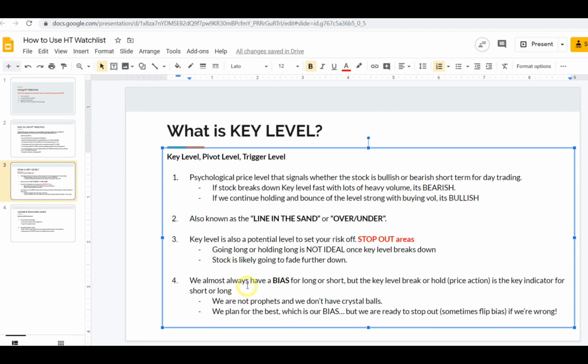We almost always have a bias for going long or short on the stocks in the watch list. But at the end of the day, we're not prophets, right? We don't have crystal balls. We're not guaranteed to be right 100% of the time. The key level breakdown or hold is price action. That's the key indicator for us to go long or short. You can plan all you want, right? We plan out all our trades. But if you're wrong on our bias, you have to be ready to stop out, and sometimes you can flip your bias long or short.